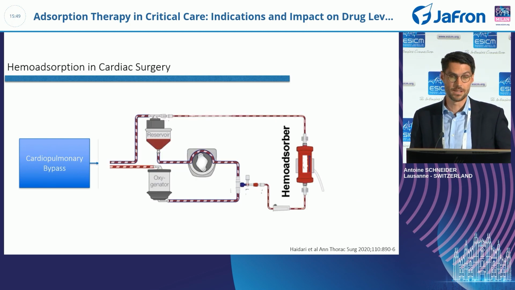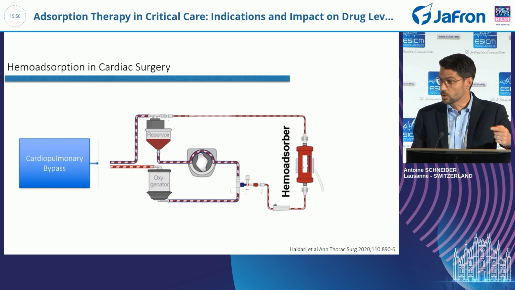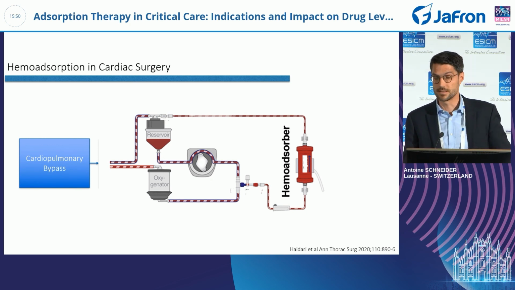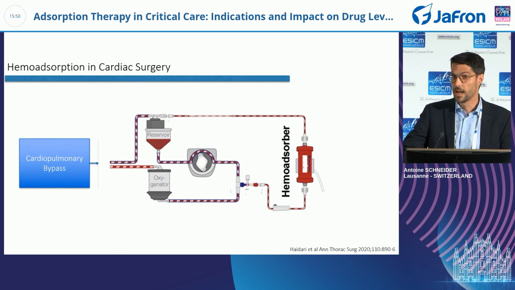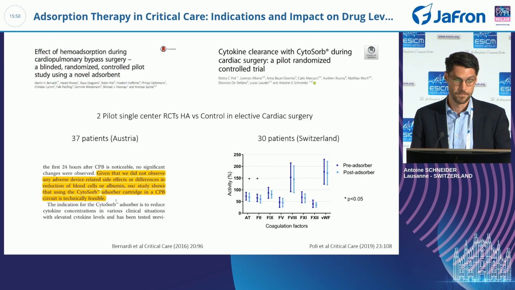And it's very tempting in this context to introduce hemoadsorption because we have cardiopulmonary bypass, an extracorporeal circulation that's already running, and it's very easy and simple to introduce the cartridge and do hemoperfusion right at the level where cytokines are formed or the inflammation is generated.